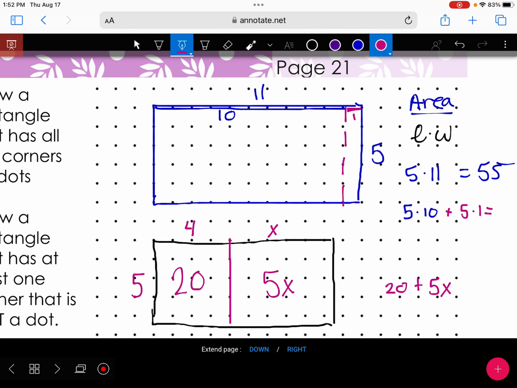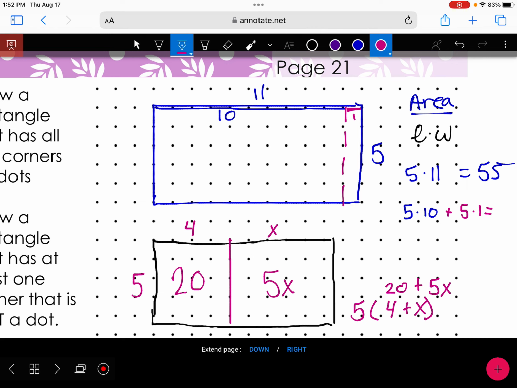Or we could write it a different way. I could write it as 5 times, I do my length times my width before multiplying, 5 times my 4 and my x. These two pieces are equivalent. They mean the same thing. What it is, distributed and undistributed.